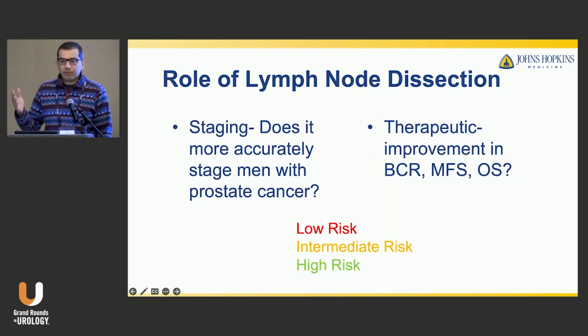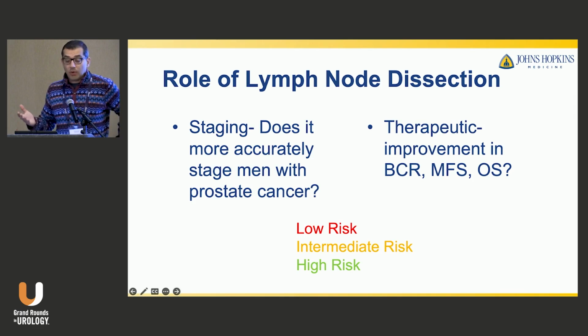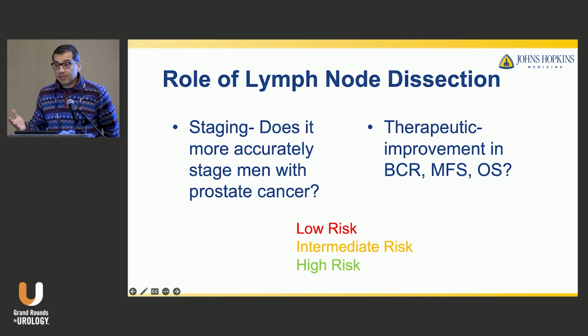What would be the role of lymphadenectomy? On one hand, it would be for staging or diagnostic purposes. So the question would be, does it more accurately stage men with prostate cancer? And I think the answer to that is yes. If you don't do a lymphadenectomy, you won't know someone has a positive node, and if you do it, you may pick up the positive node and classify them differently. So I think that makes sense, and the literature would bear that out.